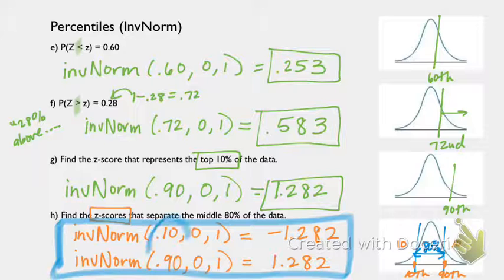How I got the 10th and the 90th is you can take 100% minus 80%, and that gives you 20. Then you cut that in half. So you get 10. So it's 10 on each side because it's taking the area left over and splitting it on each side. You can just use that as a rule of thumb for every one. Like if I said the middle 70%, then there would be 15% on each side.